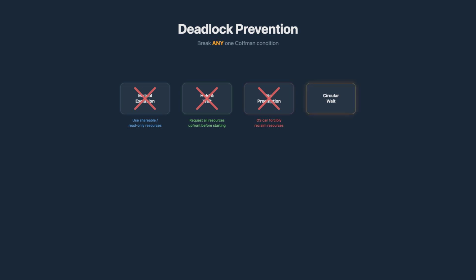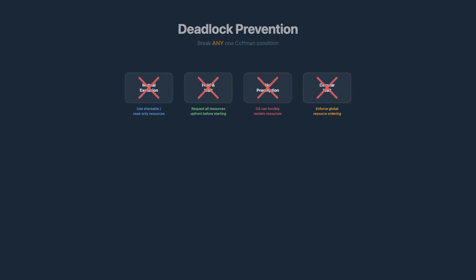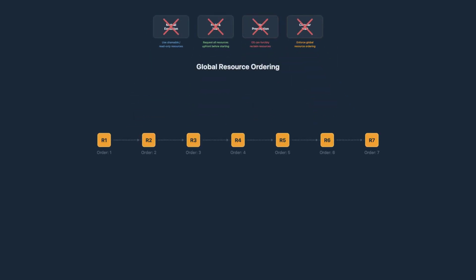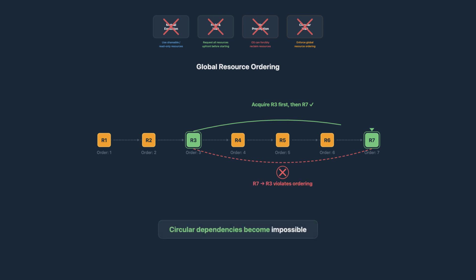But the most practical and widely used strategy is breaking circular wait. Assign a global ordering to all resources. Every process must request resources in increasing order. If you need resource 3 and resource 7, you must acquire 3 first, then 7. Never the other way around. This simple rule makes circular dependencies impossible. It's the strategy most real-world systems rely on.